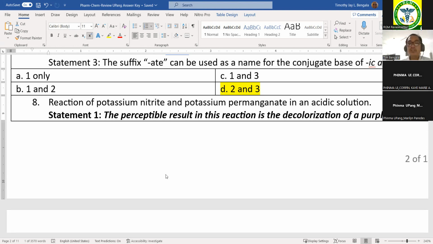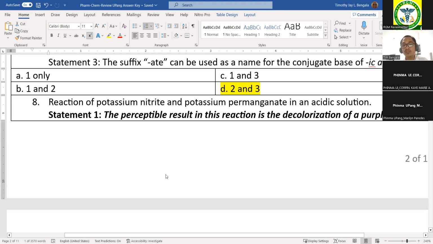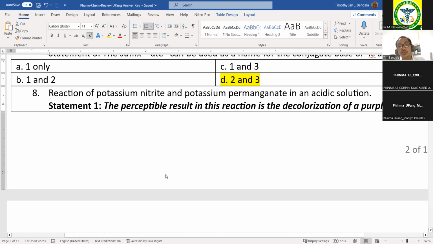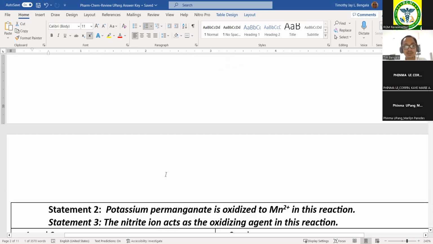And dito meron tayong redox reaction. So, dito nabanggit na natin last time, nitrite can act as a reducing agent, while permanganate will always be the oxidizing agent. So, yung nitrite can react with permanganate. So, pag nag-react yung permanganate, magiging colorless siya. No? Kasi magiging positive 2 yung manganese. So, yun yung nakita natin no, sa ating mga reactions.